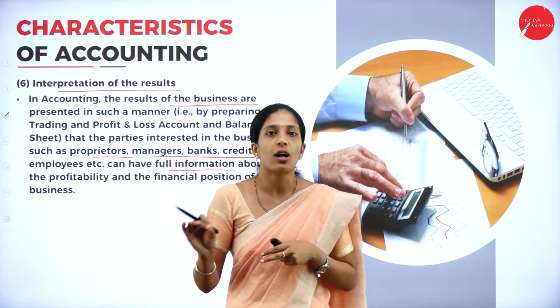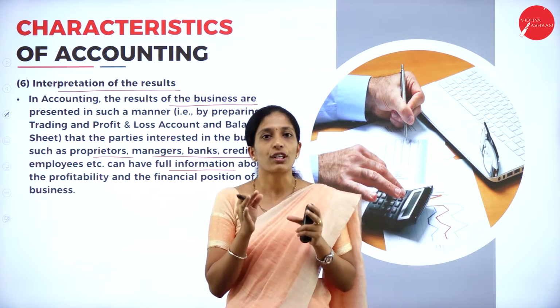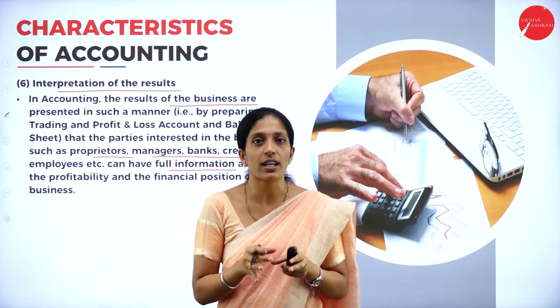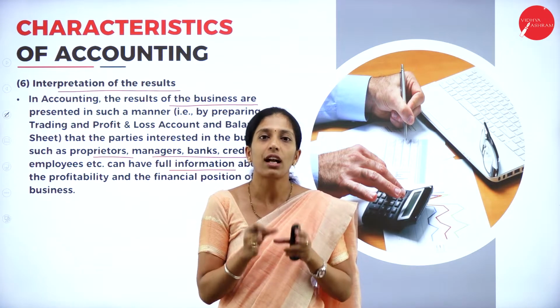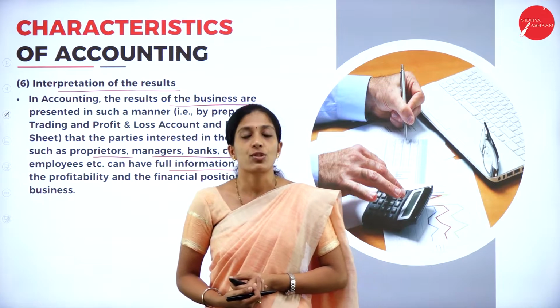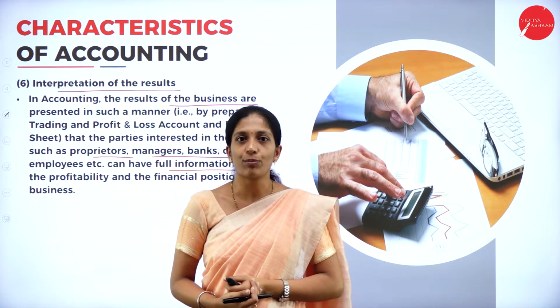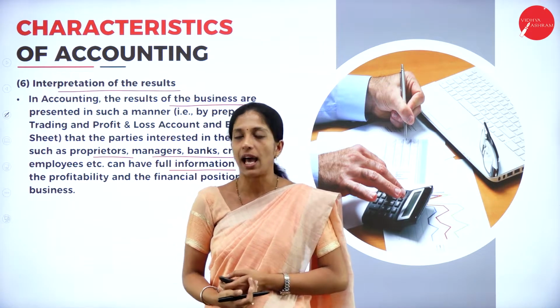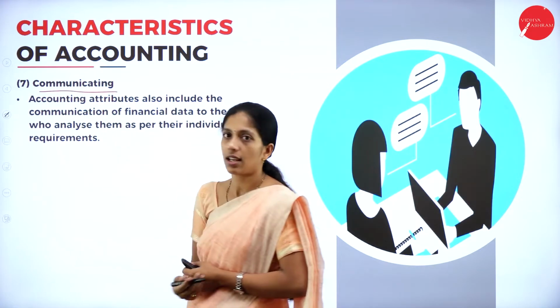So we will delete all the unnecessary items or unnecessary transactions, and keep only the important information. And in order to check that information, we will prepare the trial balance. So till that it was summarizing. So interpretation means what? Presentation of accounting information in the form of the trading and profit and loss account as well as the balance sheet. Now coming to the last stage, that is communicating.